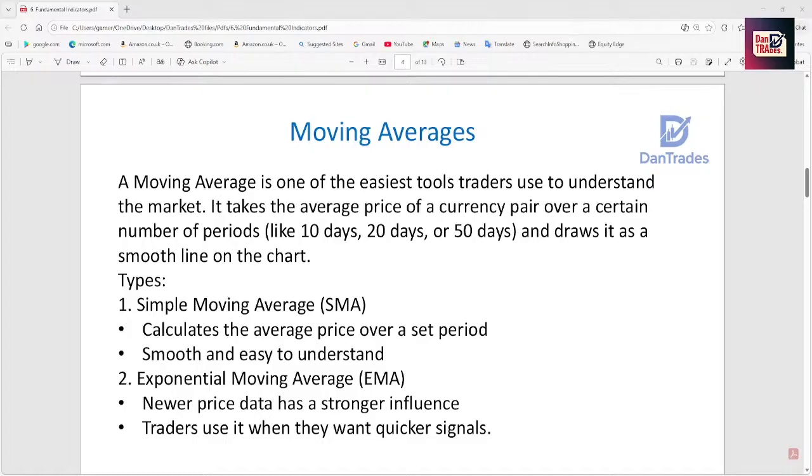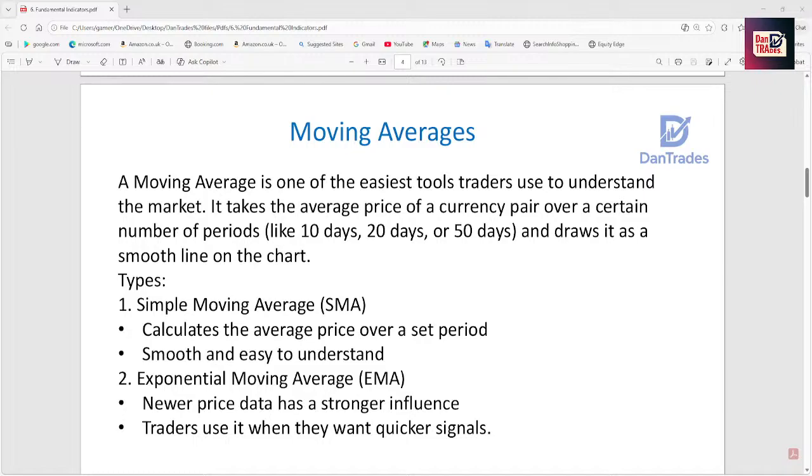The simple moving average is basically like a mean. So the simple moving average acts like a mean. What does it do? It calculates the average price over a set period. Smooth and easy to understand.